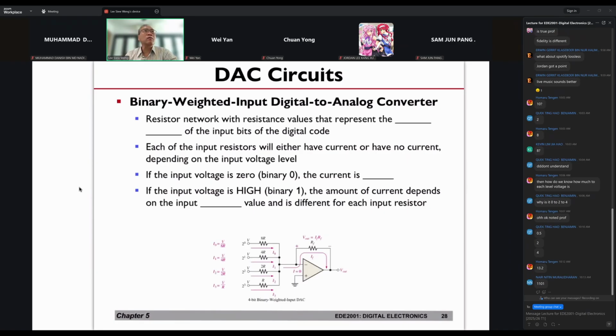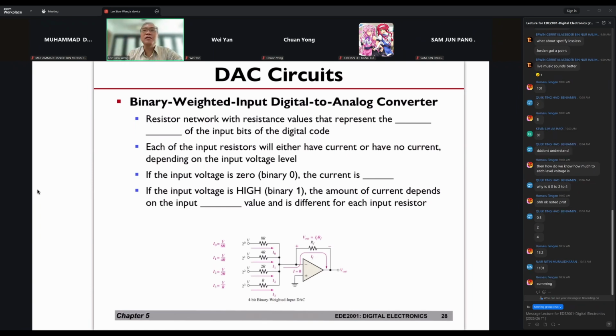Now, can anyone recall from the op-amp part, what does this circuit look like? Which op-amp amplifier is this? Very good. This is a summing amplifier. Well done. I was thinking that maybe half of you have forgotten it. So this is a summing amplifier, and this is perfect for a DAC conversion.